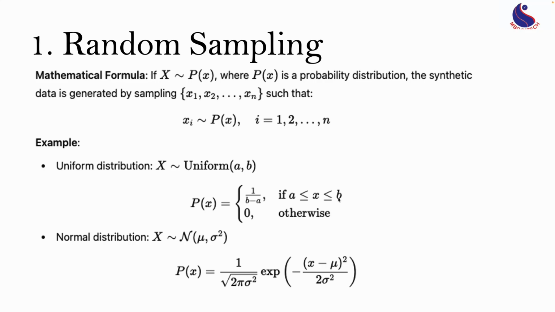So basically, you have x, and you use a formula like this using probability distribution. You know, the data is generated by sampling from your x1 to xn, such that your xi is a probability component of original x, and that can be from 1 to the number n. For example, here we have uniform distribution, and you use uniform of a and b here, and also the formula for normal distribution is there. So if this gets you confused, maybe we will implement it in Python.